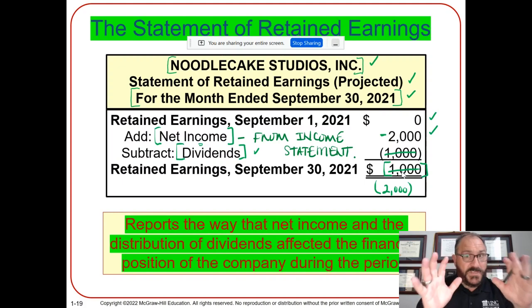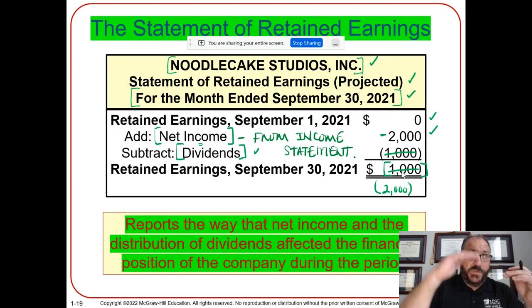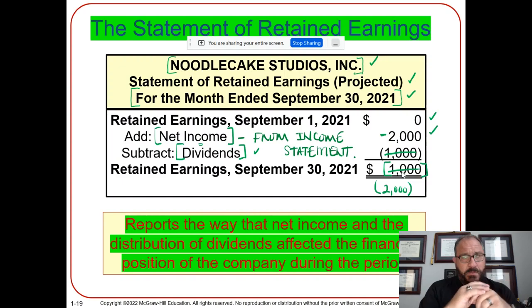By the way, for most companies that are making money, should you expect the retained earnings to increase or to decrease? Well, normally you would expect it to increase, right? If you're making money, you usually won't give it all out as dividends because you want to hold on to some in case you need to invest in other things. So normally you would expect to see this number increase.